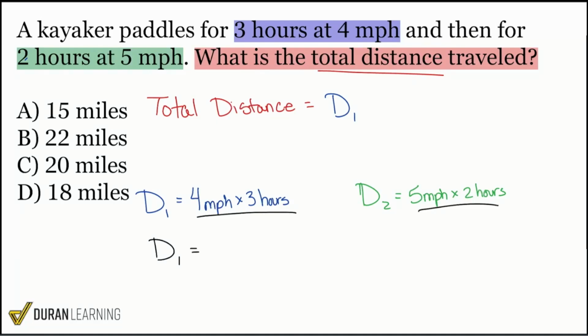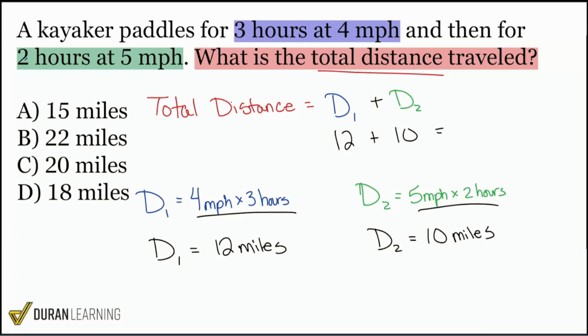So the first distance is going to be 4 times 3, which is 12 miles. And then the second distance is going to be 5 times 2, which is 10 miles. And there we are, my party people. We have our first and second distance. We can write that down right over here. Fill in what we have, 12 plus 10. And that's going to give us a total distance of 22 miles. And there we are, my party people. Answer here is B.